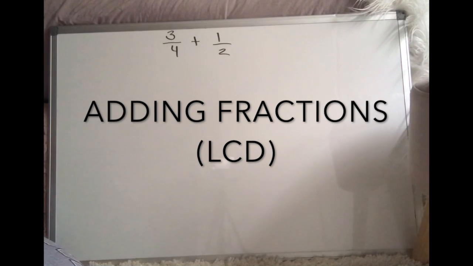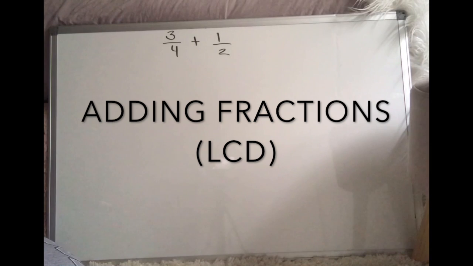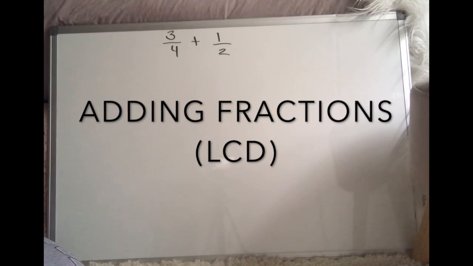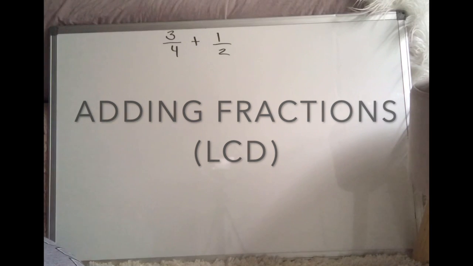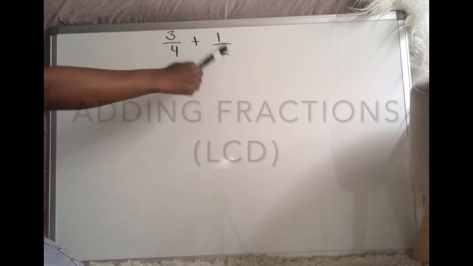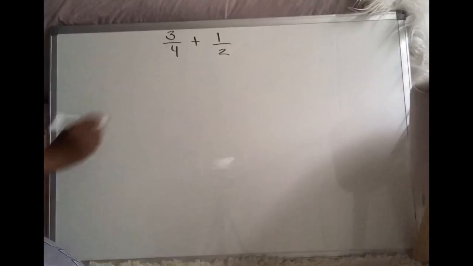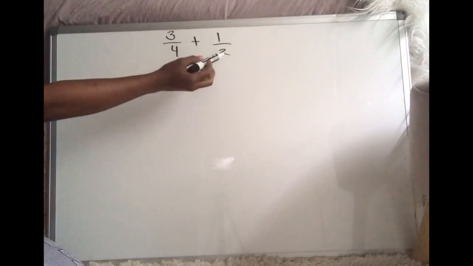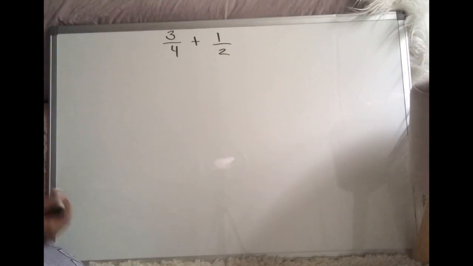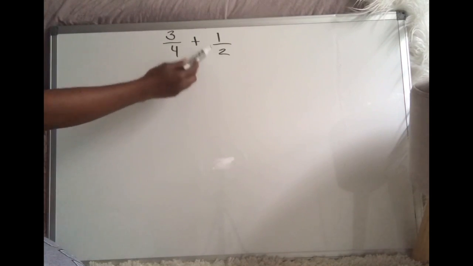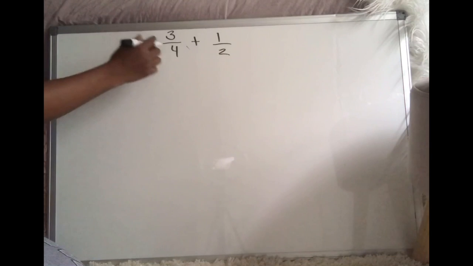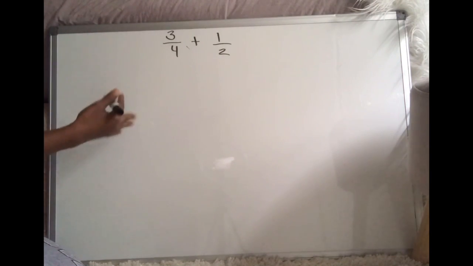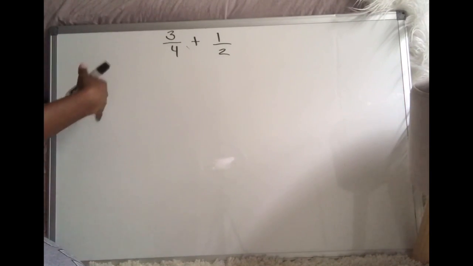Today's lesson is on adding fractions with unlike denominators, and we'll be using the LCD method. The first thing you want to do is recognize that you have two different denominators. This is a 4 and this is a 2 in your denominators. So you have to have a common denominator when you're adding. So over here we're going to find the multiples of 4 and 2. Once we find the multiples, we can find our LCD.